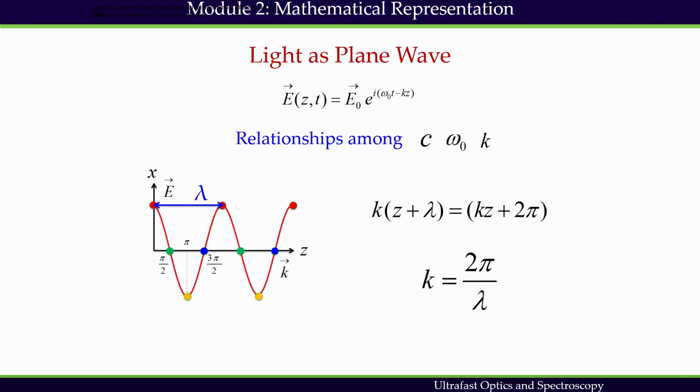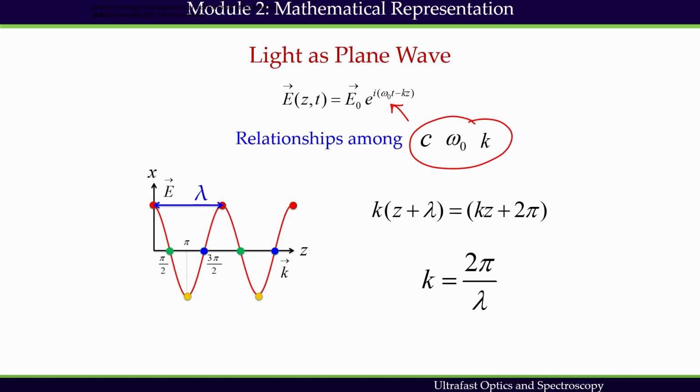It is important to understand the relationship among c, omega naught and k in this equation. c is speed of light in vacuum, omega naught is angular frequency, and k is the magnitude of the wave vector. We have already pointed out that the 2 pi phase in rotating frame represents an advancement of the wave by lambda distance in the linear frame.